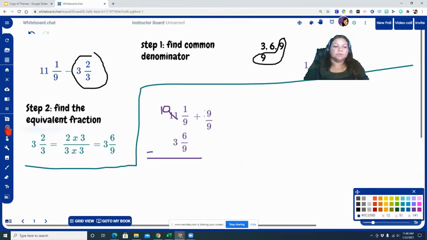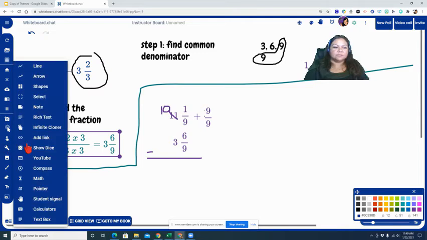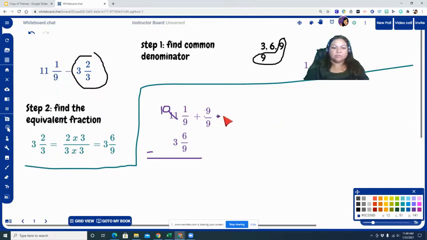Okay, let me move that a little bit higher. So now I'm going to rewrite everything, because I want it to be neat. Okay, I have 10. That's my new whole number because I took away that 1.